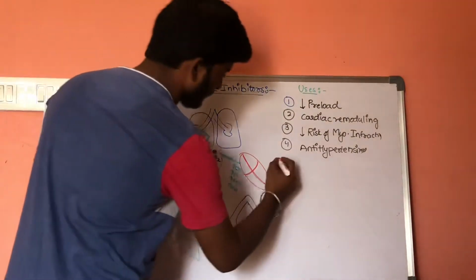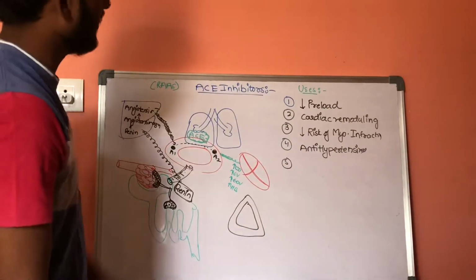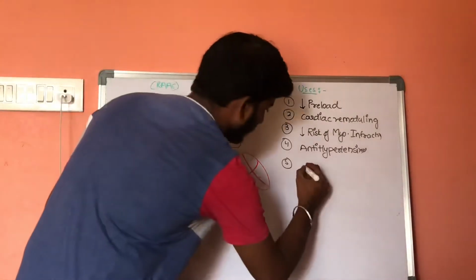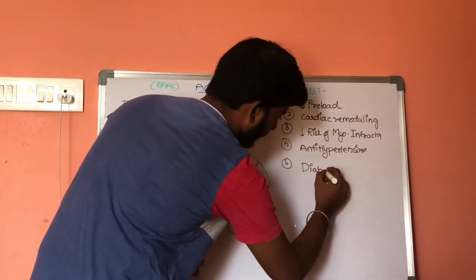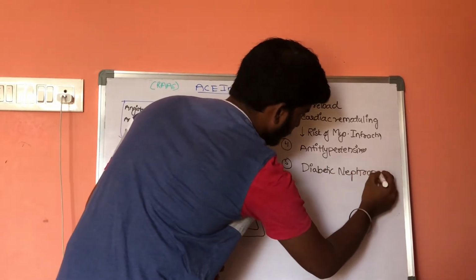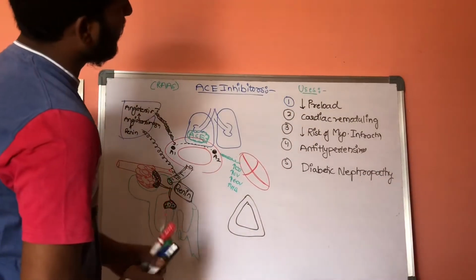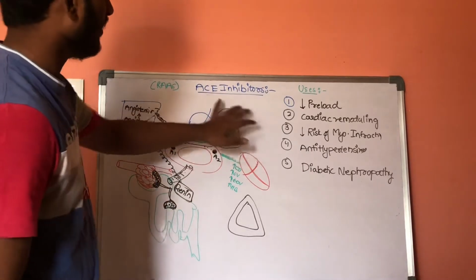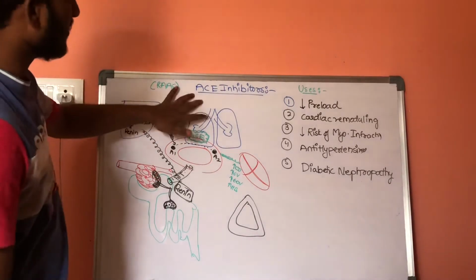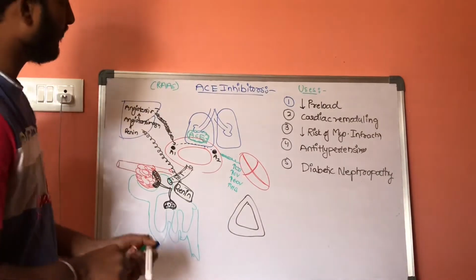And these angiotensin converting enzyme inhibitors can also be given for a person who is suffering from diabetic nephropathy. These are some uses of angiotensin converting enzyme inhibitors. Now, what are the drugs which come under angiotensin converting enzyme inhibitors? There are 5 drugs.